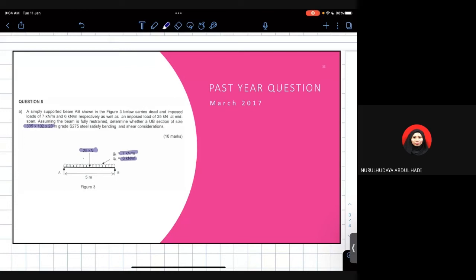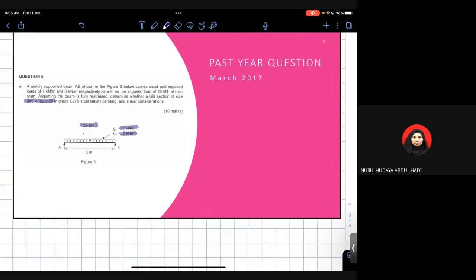This question is more or less the same as example number 1. However, what's given here is the UB section. Instead of you having to suggest the section, this question gives you the section for you to check. What we do is check on the loading.